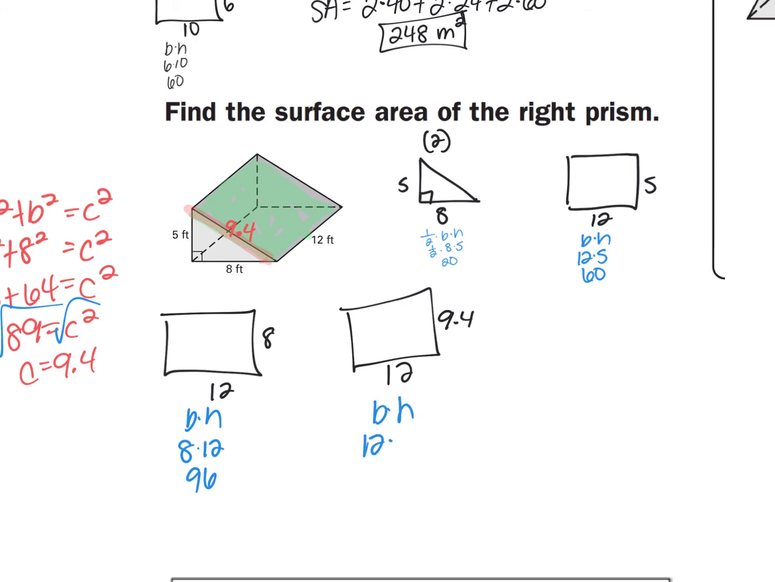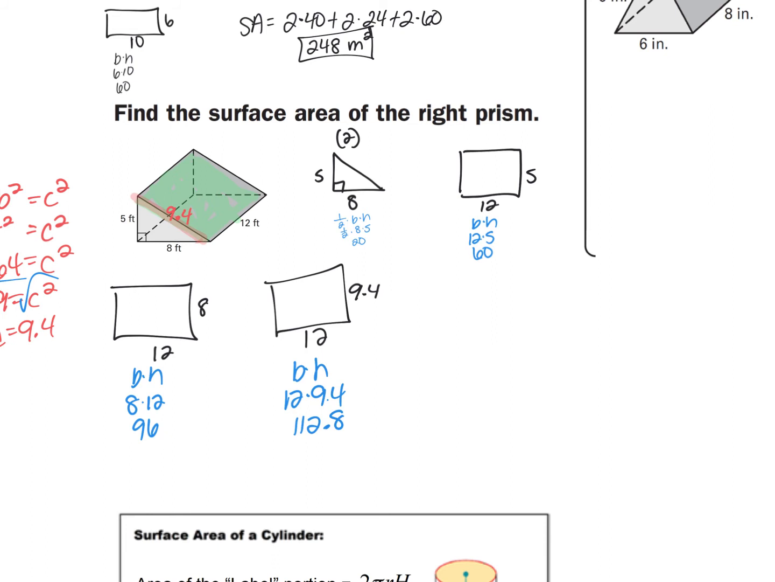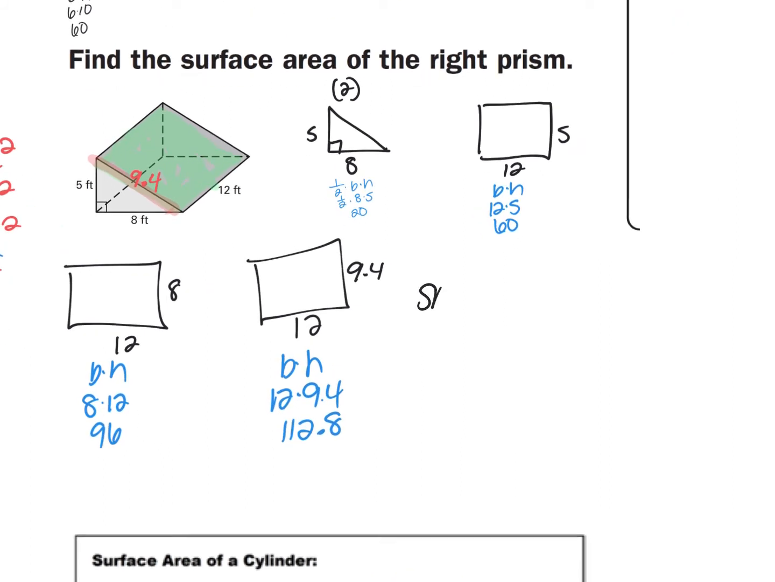Base times height, 12 times 9.4 gives you 112.8. All right, looks like we are ready to do the surface area. So surface area. Remember, you have 2 of those triangle sides, so we need to have 2 times 20 plus 1 side that's 60 plus 1 face that's 96 plus 1 face that is 112.8. When you stick that in your calculator, you get 308.8. We're still talking about surface area, so that would be feet squared.